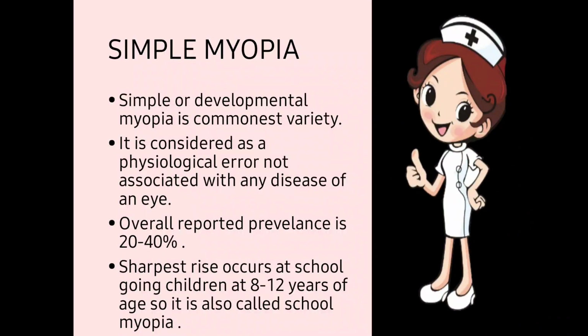Overall reported prevalence is 20 to 40%, meaning 20 to 40% of people have simple myopia. The sharpest rise occurs in school-going children. Simple myopia is also known as school myopia because it arises at the age of 8 to 12 years, which is the school age.